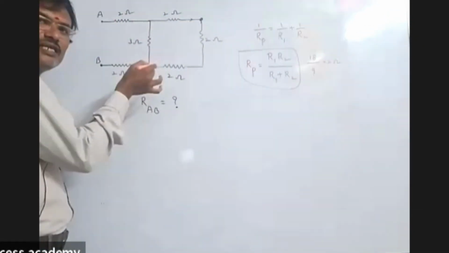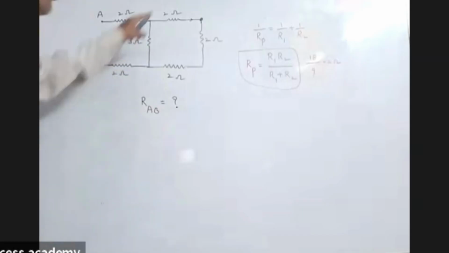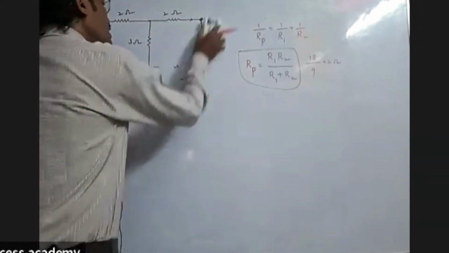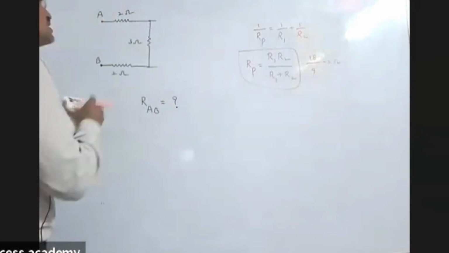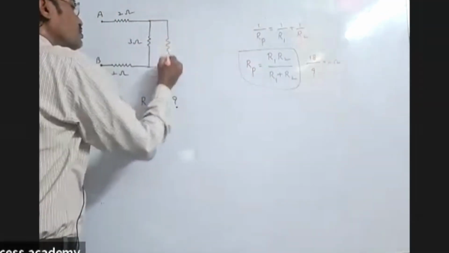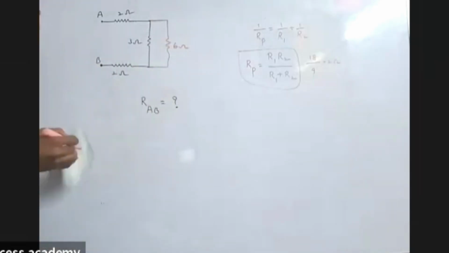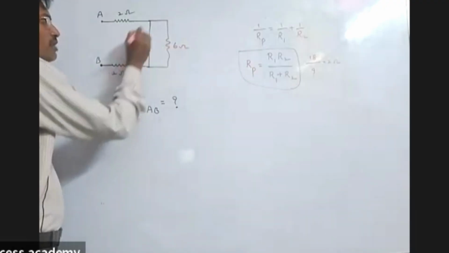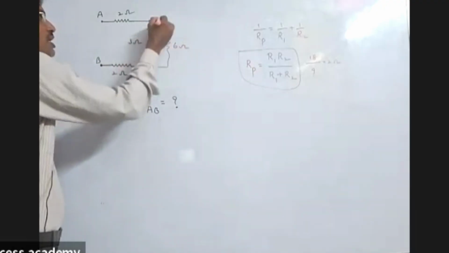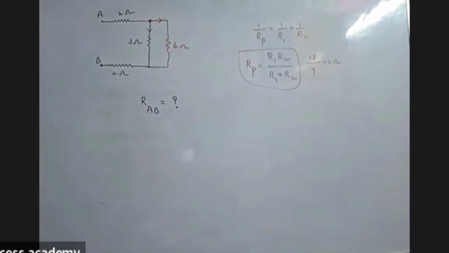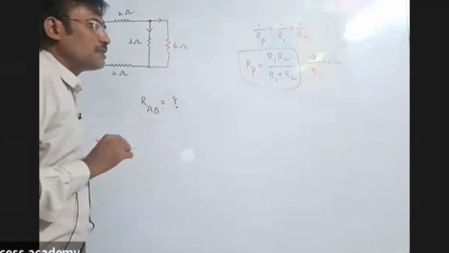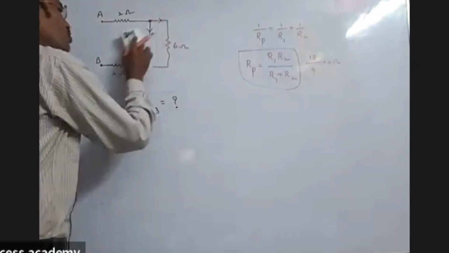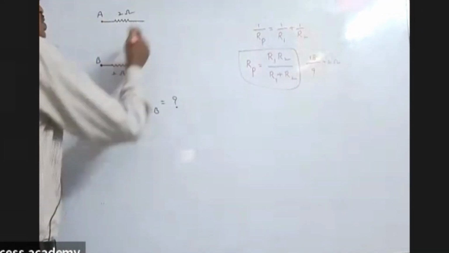All three are again in series. So again you get 2 plus 2 plus 2, otherwise 3 into 2, the nR formula. So now that value becomes 6 ohm. Now again this 6 and 3 are in parallel combination. Why? Because from here the current is moving in two different paths. So 6 into 3 by 6 plus 3, 18 by 9, that is equal to 2 ohm again. So this 3 ohm and 6 ohm are again replaced with 2 ohm.